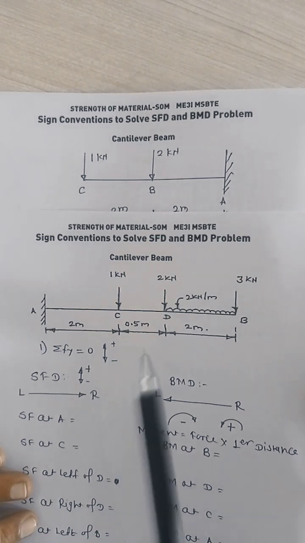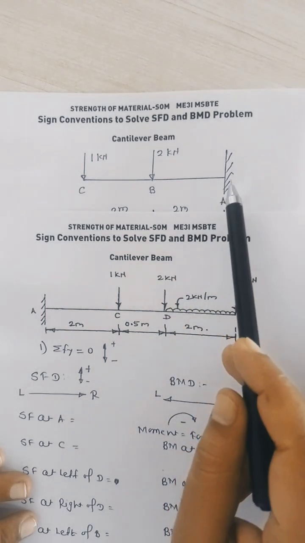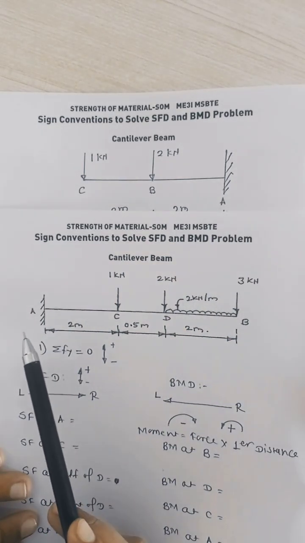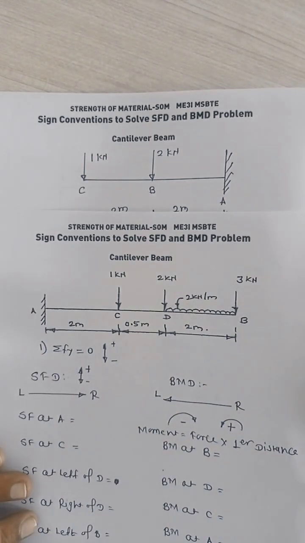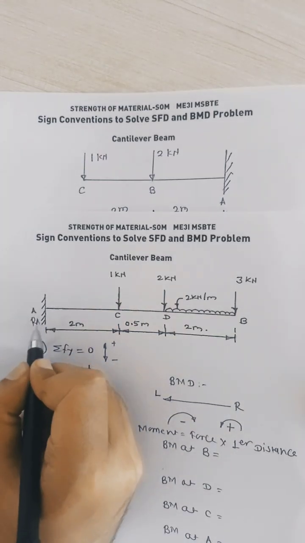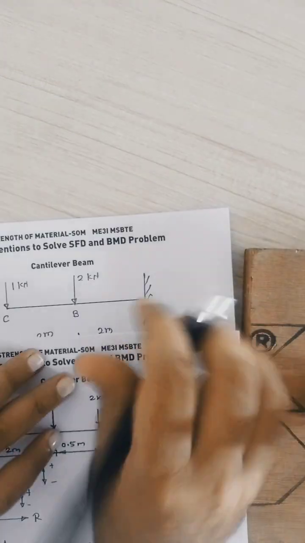Only one support is there, at point A, and here also it is at point A. So with one support, only one reaction will be generated, which is at point A, and that is RA. Here also, the same RA.